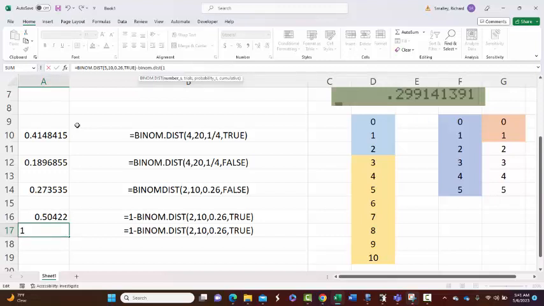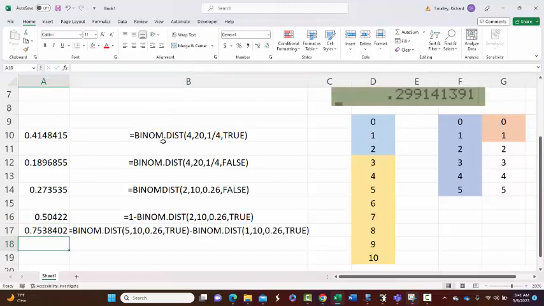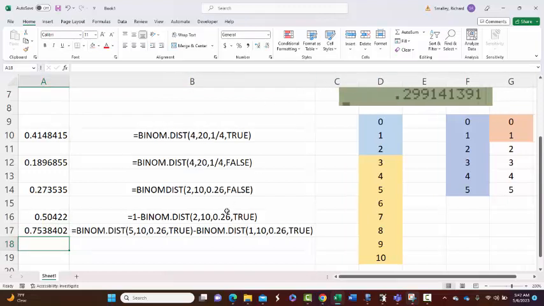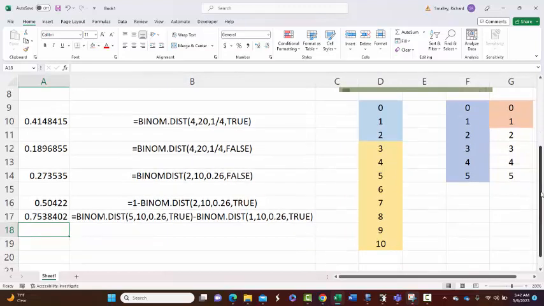One. It's cumulative at 1 now. 10.26. And then true there, because we want both these to be cumulative. So let's see what happens. Then I think I'll show you the individual ones real quick. So same thing, well, let's see if this is right.